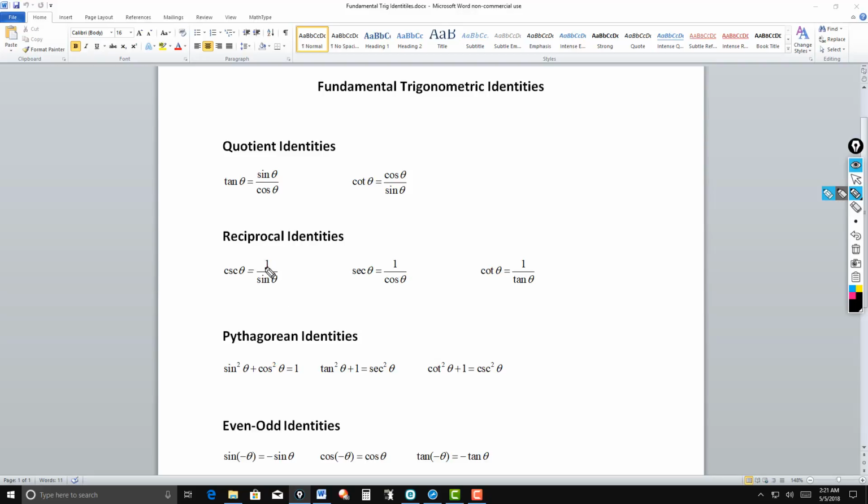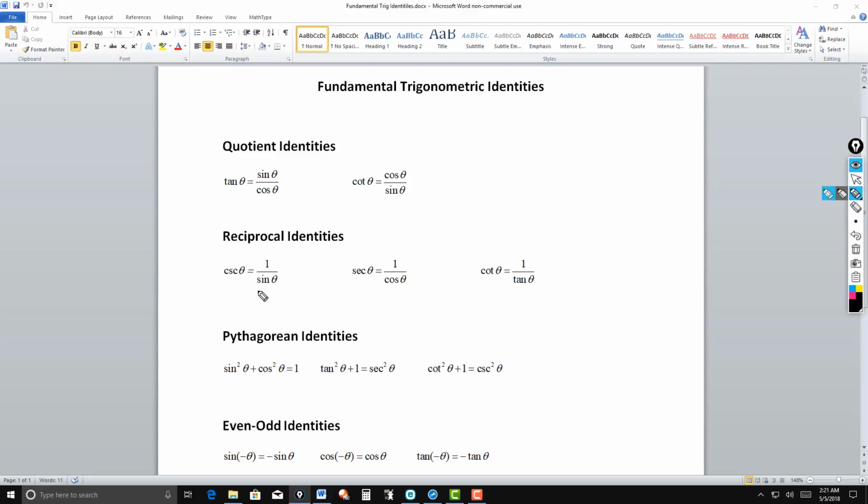Cosecant of theta is 1 over sine theta. Now again, that implies several things here. That also implies, should be obvious to you, that you could also say that sine of theta is equal to 1 over cosecant of theta, right? Or that's the same thing as saying cosecant theta times sine theta is 1. Okay, so those are implied.